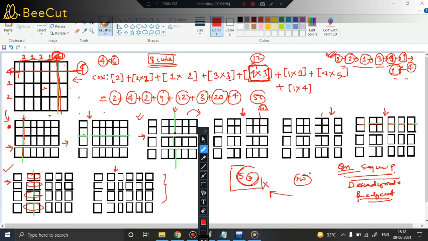Now the next challenge is, how will you keep track of how many pieces are left? These values, how will you keep track of them? The answer is very simple. Just observe what is happening. I hope you're getting the intuition. After you perform a horizontal cut, the number of pieces along the y-axis increased.